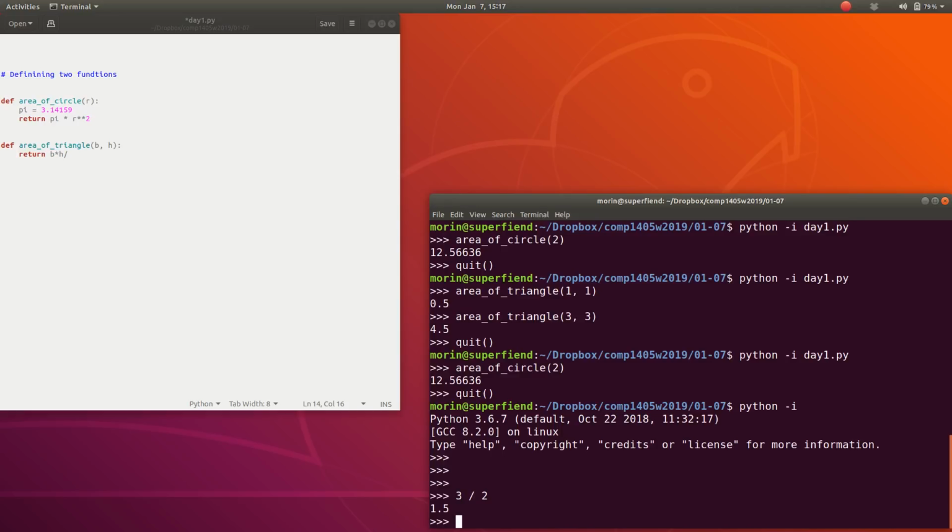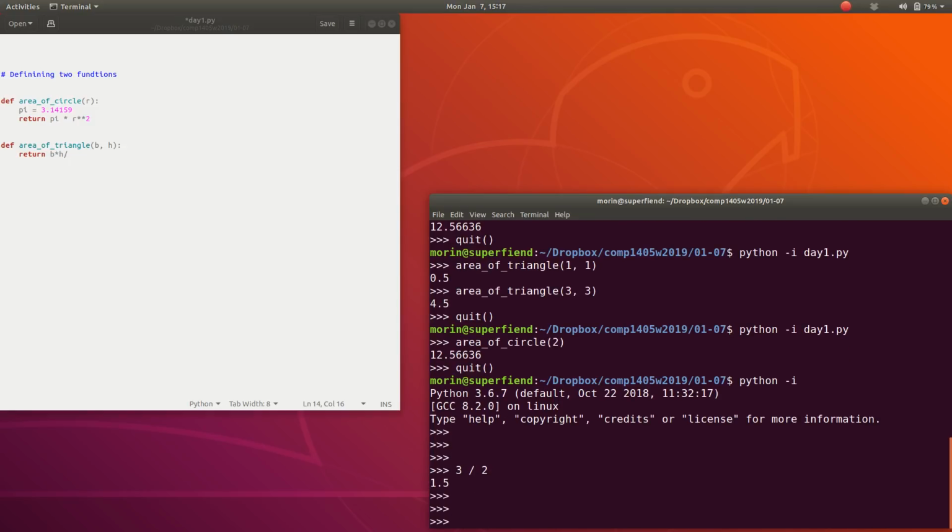Yeah. So if you've programmed in other languages, you might think, well, sometimes when you do an integer division, you expect the result to be an integer. That's not what happened here. I took two integers, 3 and 2, I divided 3 by 2, and I got something that's not an integer, a float. In other programming languages, sometimes it'll force you to get an integer.